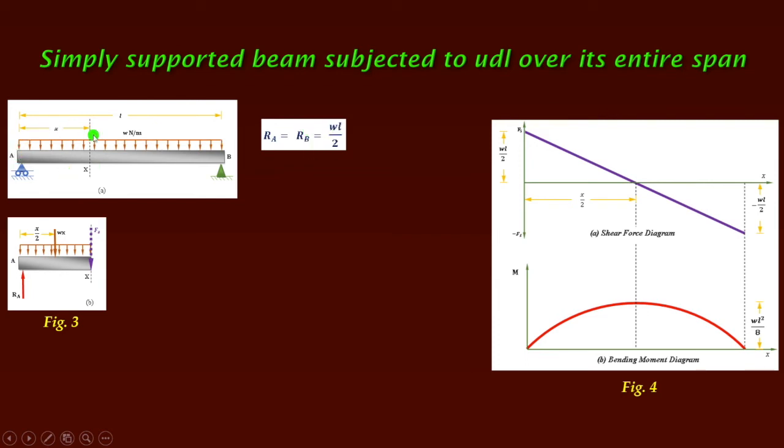Now draw the free body diagram of this part A to X. The load here is omega x, acting at a distance of x by 2, as per the discussion of a uniformly distributed load in the last lecture. And due to the roller support, a vertical reaction force is there.